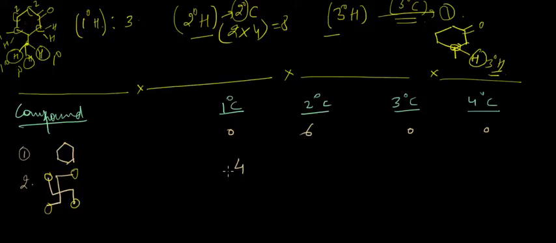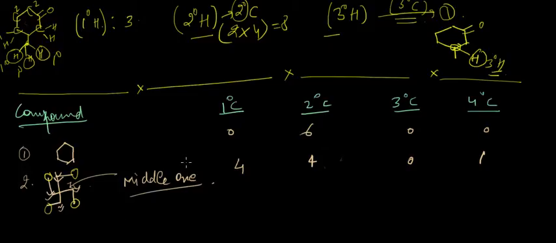Okay, how many 2 degree carbon atoms are there? 2 degree carbon atoms are all the atoms which have 2 adjacent carbon atoms attached to them. So how many 2 degree carbon atoms are there? 2 plus 2, so directly write 4. How many 3 degree carbon atoms are there? 0. How many 4 degree carbon atoms are there? 1, the middle one, which has 4 carbon atoms directly attached to itself.